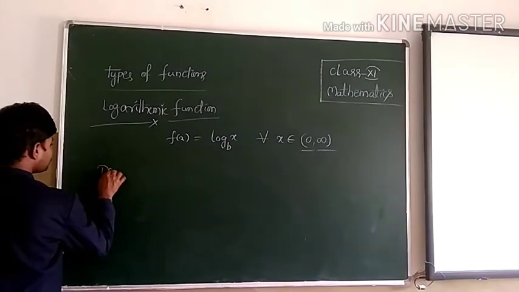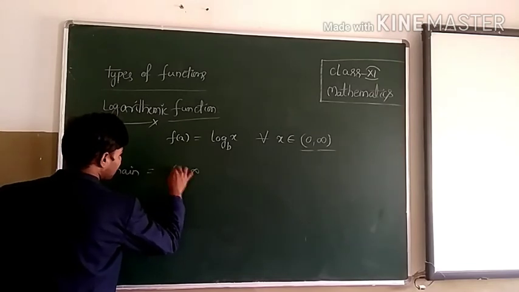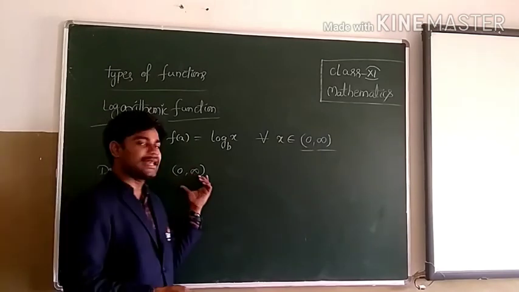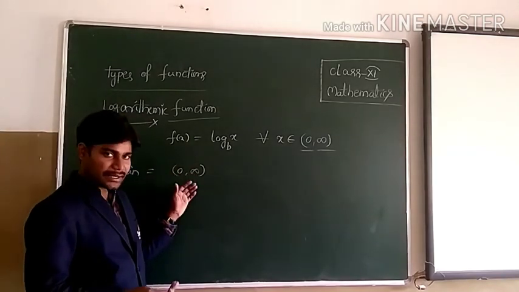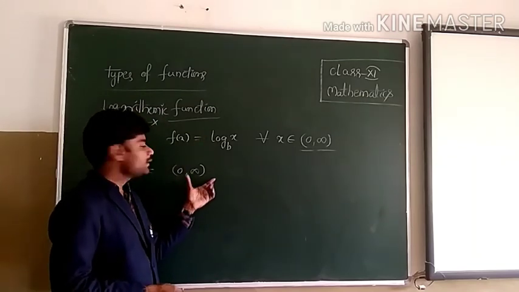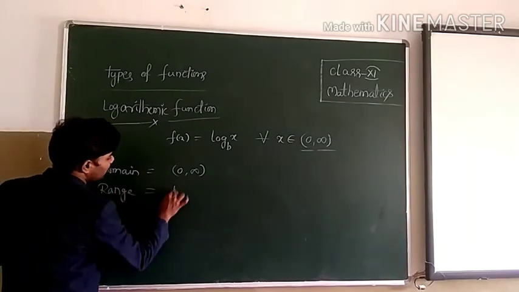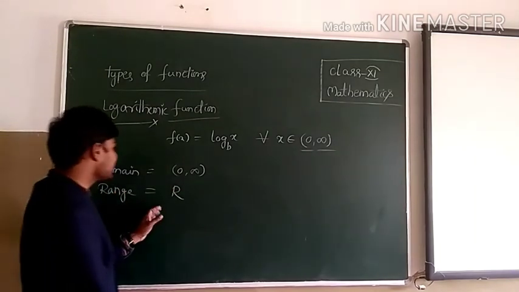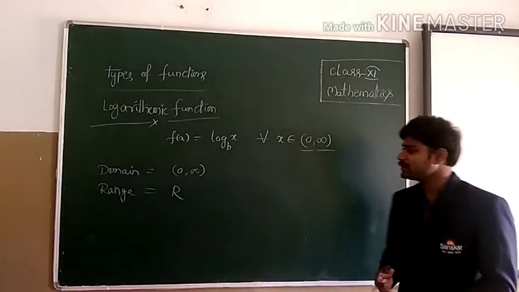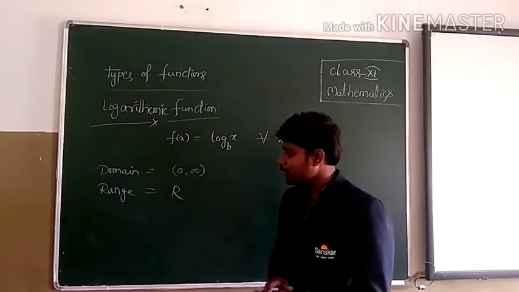For those values only, this logarithmic function is defined. So the domain is 0 comma infinity, open brackets. Except these two values, for all the remaining values between these two, the logarithmic function is defined, right? So here the range is R. We can get all the values, either decimal numbers, positives, negatives, and zeros. Everything we will get in the logarithmic function as a range.